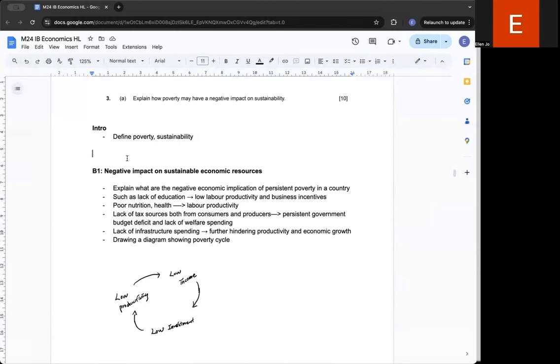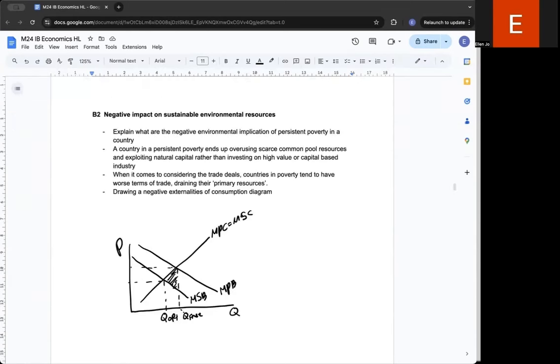Also, poverty-suffering countries' governments lack tax sources both from consumers and producers. Therefore, there can be persistent government budget deficit and lack of welfare spending. Not to mention the lack of infrastructure spending that can further hinder productivity growth and economic growth. All can be illustrated with a poverty cycle diagram. Next is about the negative impact that poverty can bring to sustainable use of environmental resources.